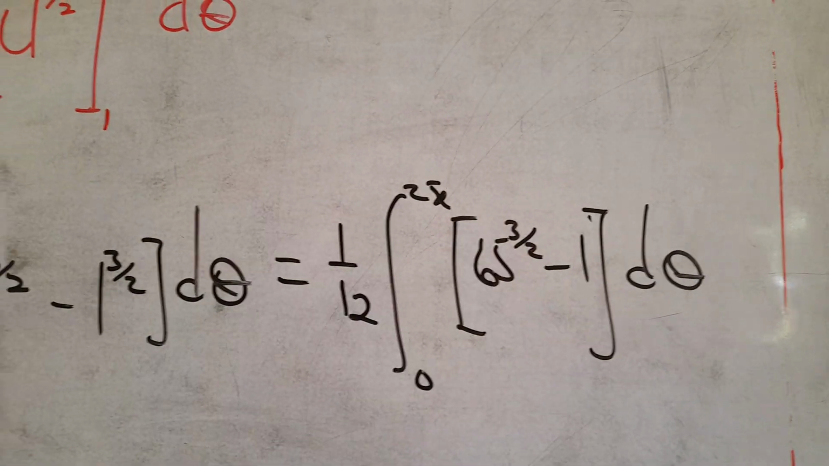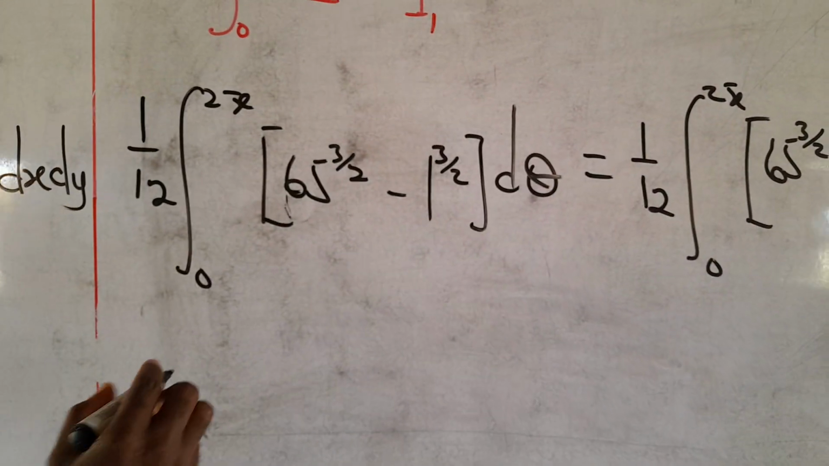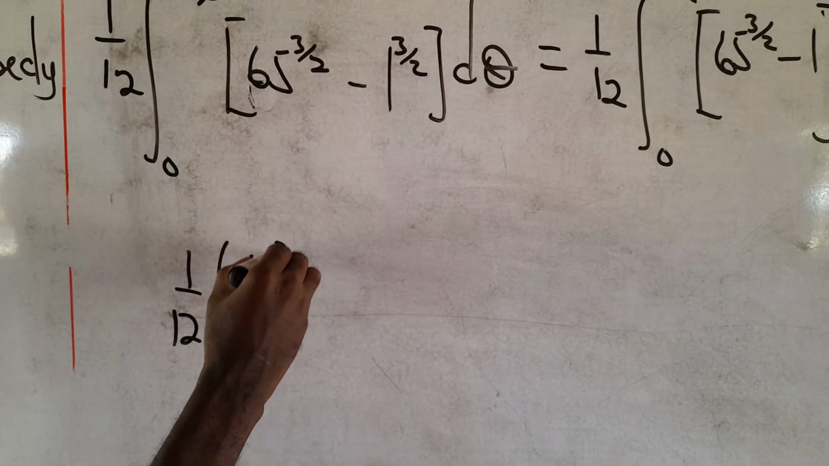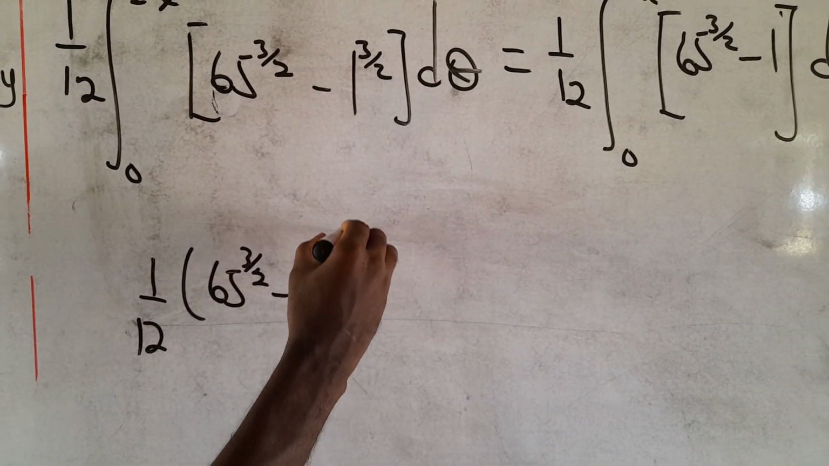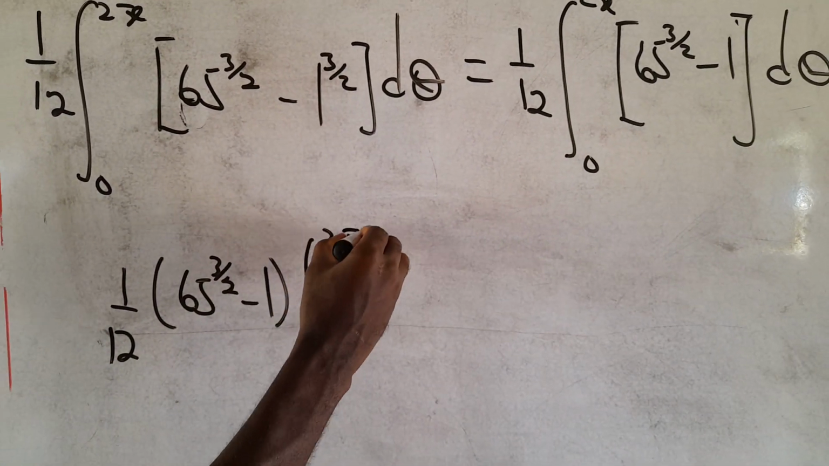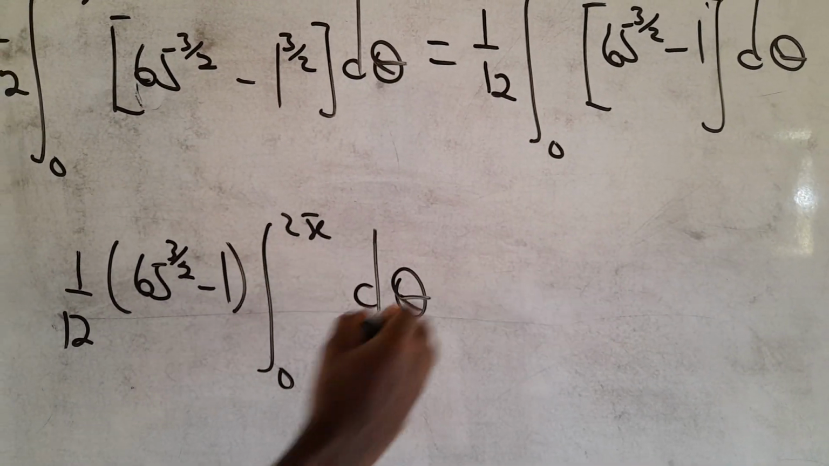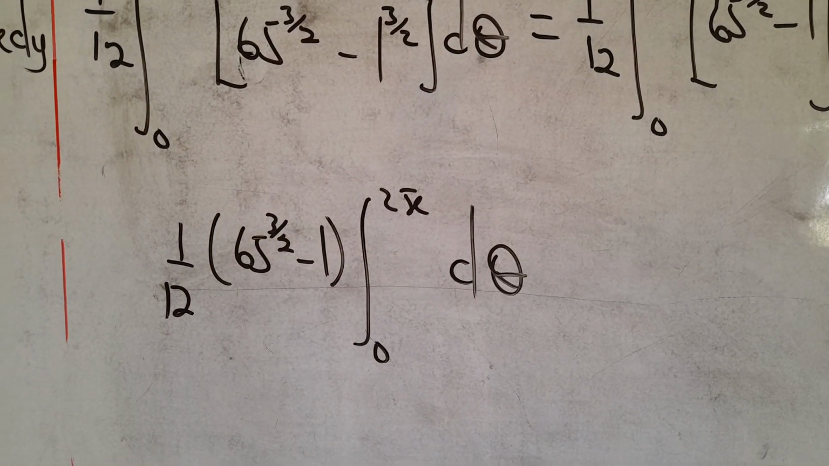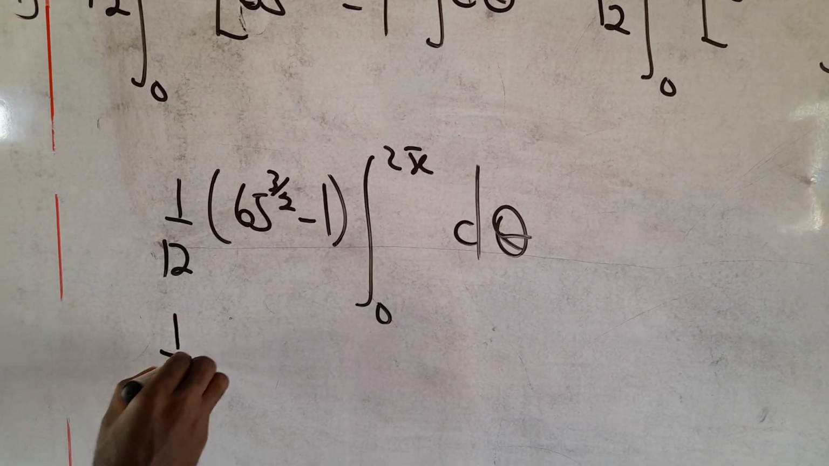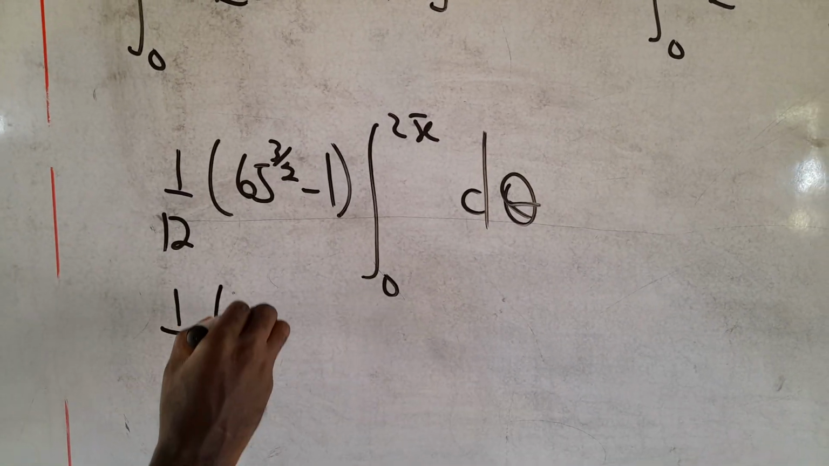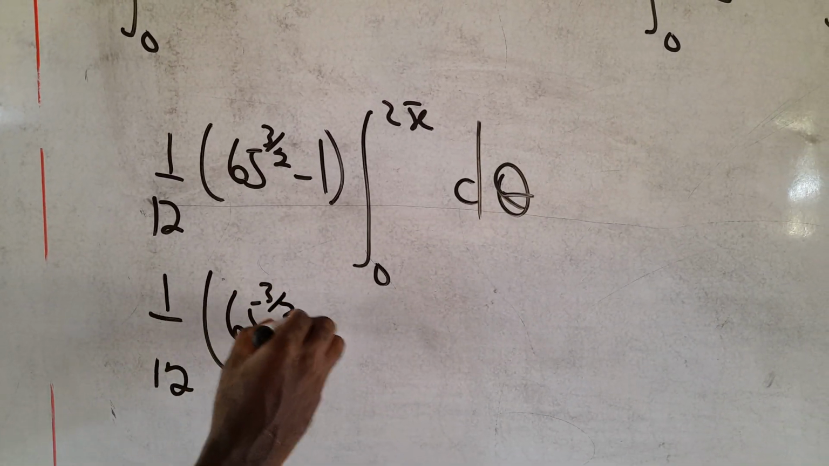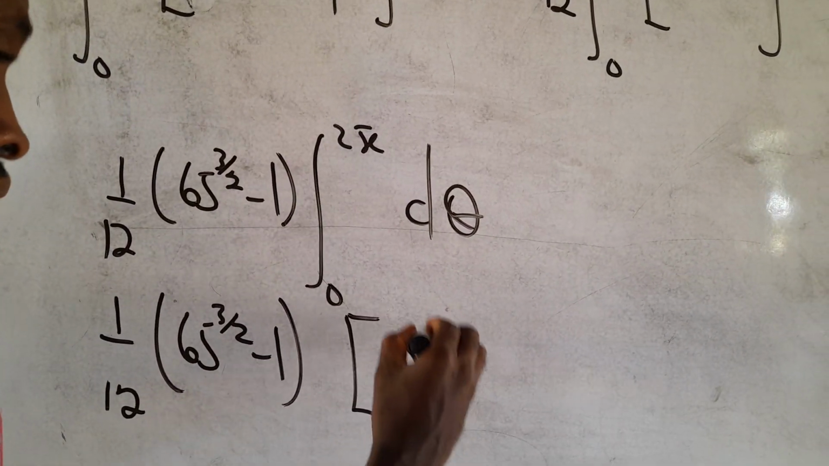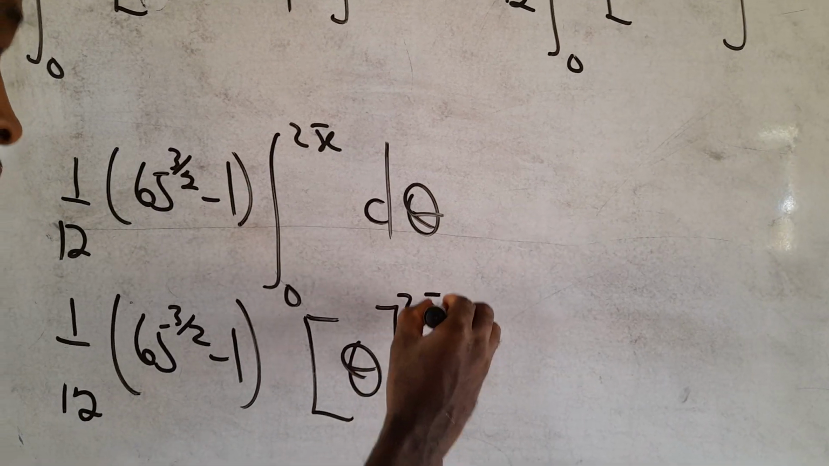Since this is constant, I can bring it out. So I will have 1 over 12 times 65 exponent 3 over 2 minus 1, integral spanning from 0 to 2 pi d theta. Remember, this is 1, and when we integrate 1, we'll get theta. So we say this is 1 over 12 times 65 exponent 3 over 2 minus 1. The integral of this will be theta spanning from 0 to 2 pi.